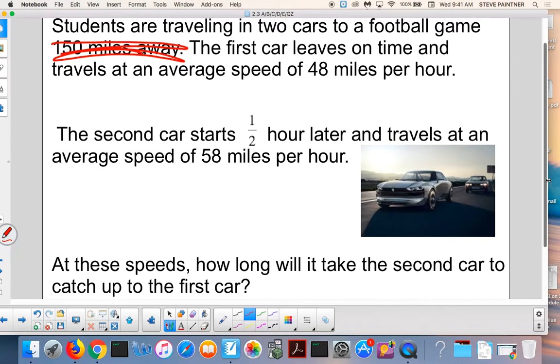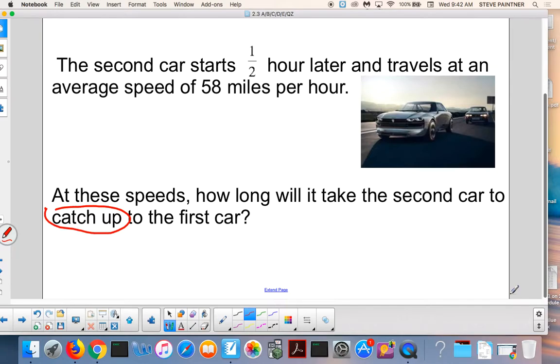Yeah. 2 cars. Okay. The first car leaves on time and travels at an average speed of 48 miles per hour. So it just basically takes off and goes 48. Second car starts a half hour later and travels at an average speed of what? 58 miles per hour. Okay, so the question down here says, at these speeds, how long will it take the second car to what? Oh, that's a big one right here. Look, see that? It's got to catch up. So when you draw the pictures, the second car has to catch up to the first car, right?